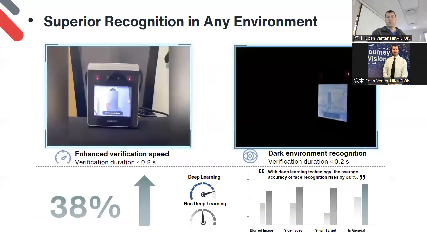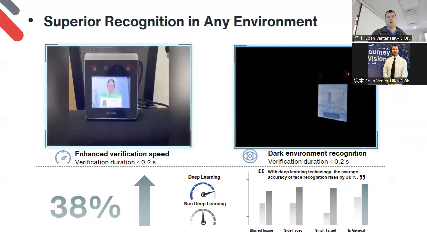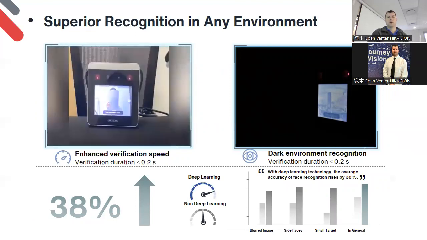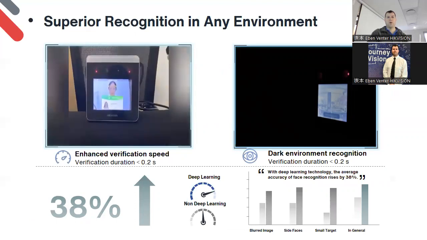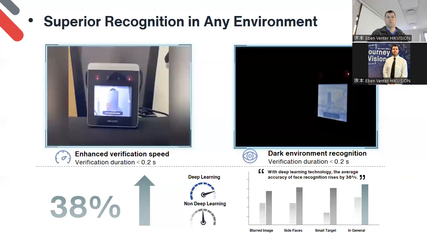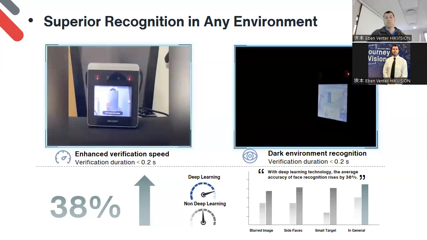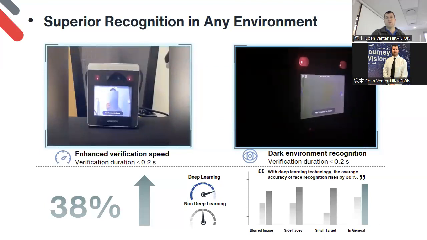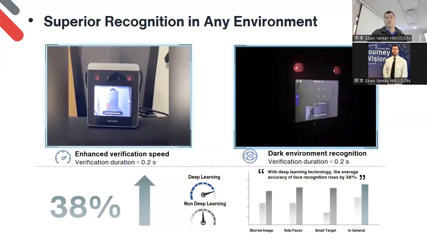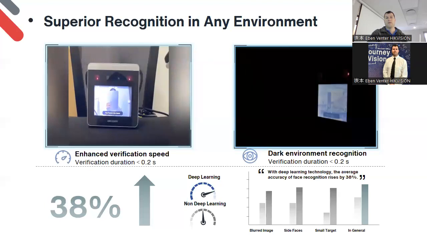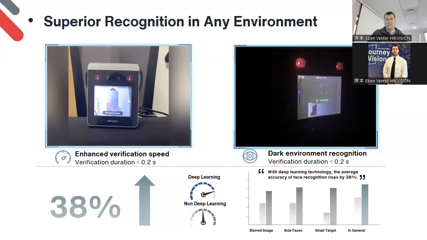So just to show how quick that authentication is, as you can see in the little picture here, there we go. That's how quick it is. So I'm going to show it again, authenticate. It's very, very quick, up to 0.2 of a second. All right. And then at night, when it's a dark environment, let's look at that again. There we go.